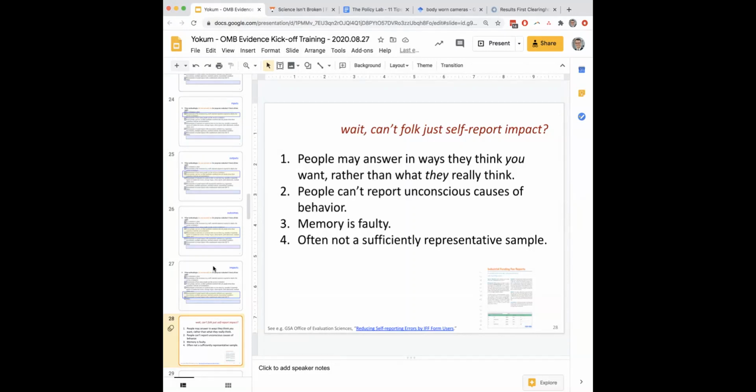A third reason is that memory is faulty. People can forget why they've done the things they've done. And a fourth problem, if you ask just a handful of people, is that you might run into that same sample size problem I was talking about before. If you don't ask enough of the right sorts of folks, it's difficult to make a generalization about the overall population. So for all of these reasons, it's not that these qualitative methods aren't important. They're just providing more exploratory information, or information about inputs and outputs.